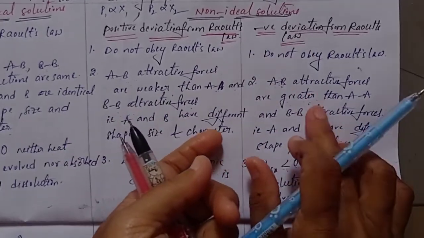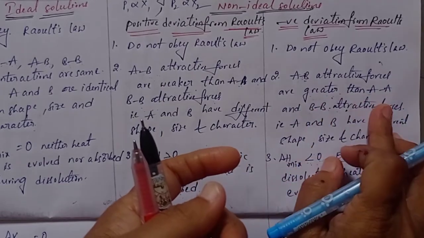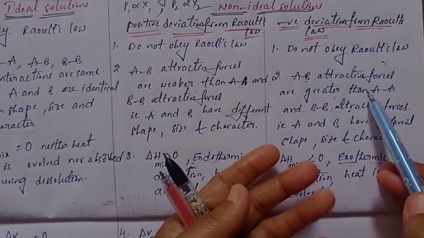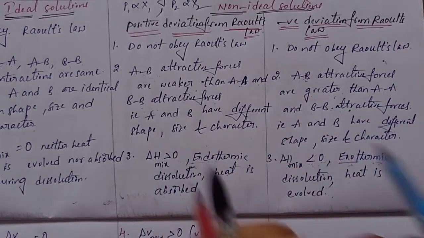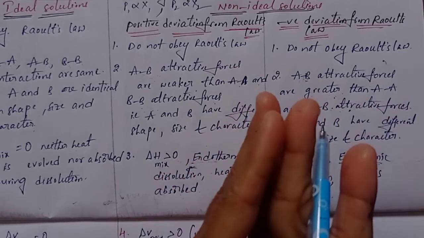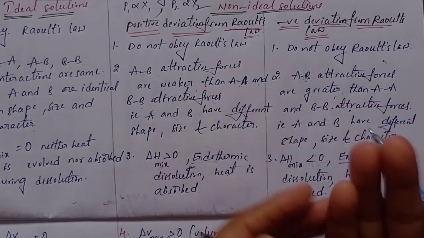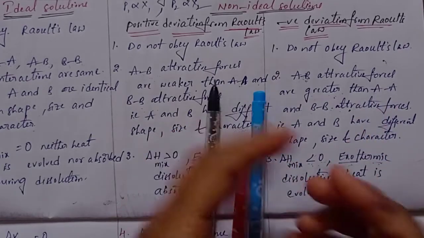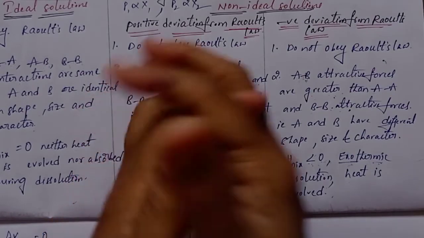But in the case of negative deviation, see, students, AB attractive forces are greater than AA and BB attractive forces, correct or not? That means the two different components, after dissolution, come very close to each other, students. That's why the volume of the solution decreases, students. Are you following? Here the attractive forces between the two components are strong, so the two components come closer to each other.